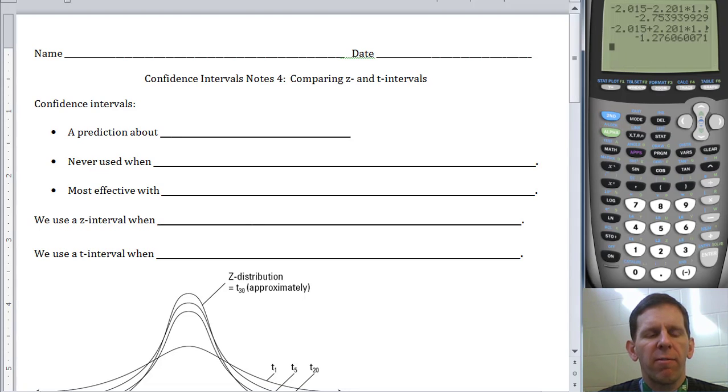This is day 4 of our confidence intervals unit. Today we're going to talk a little bit more about comparing z-intervals and t-intervals. So just a little review about what confidence intervals are.